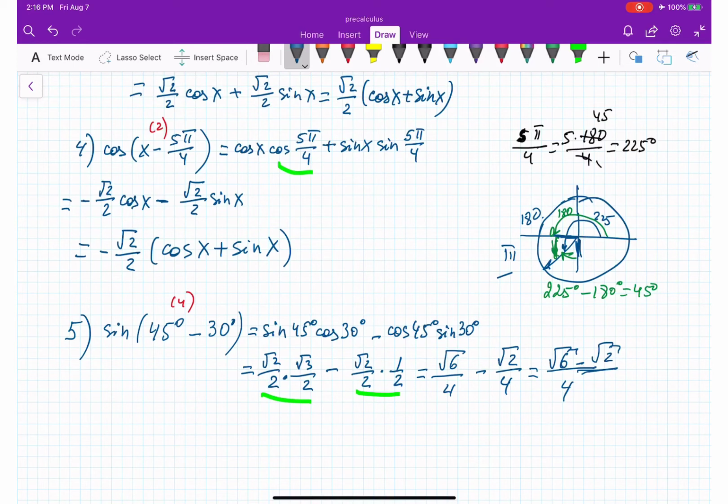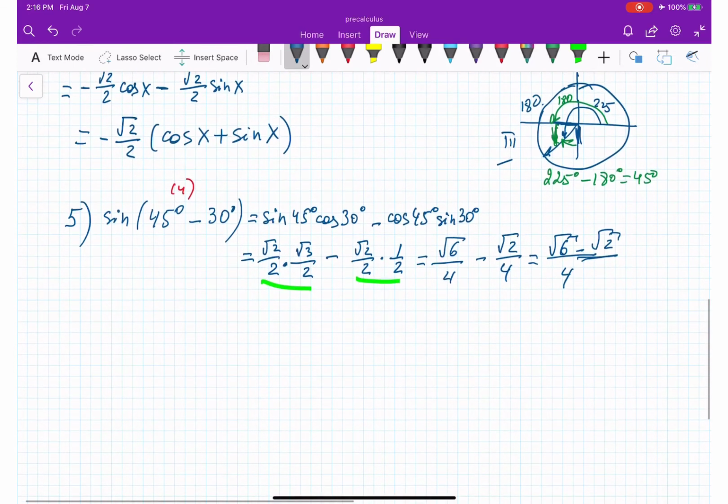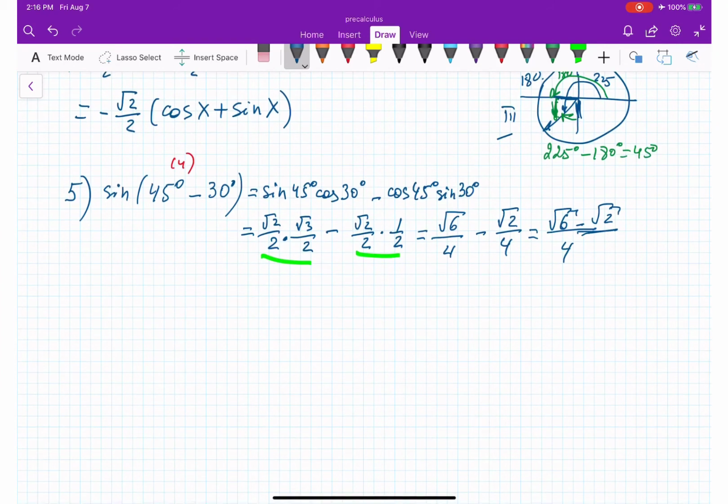Next. Now we are going to do the opposite of the number 5 problem. And what is it going to be? Number 6, let me see. When you have sine 105 degrees.